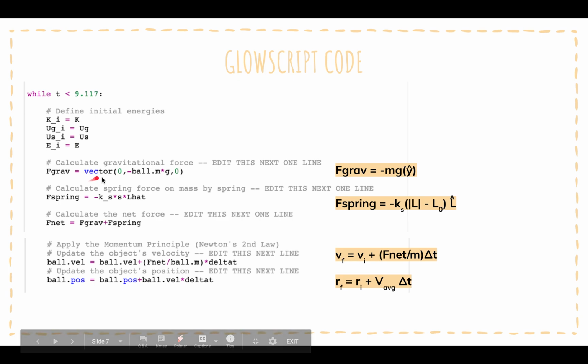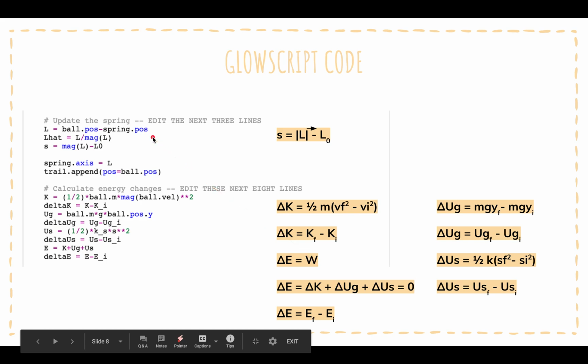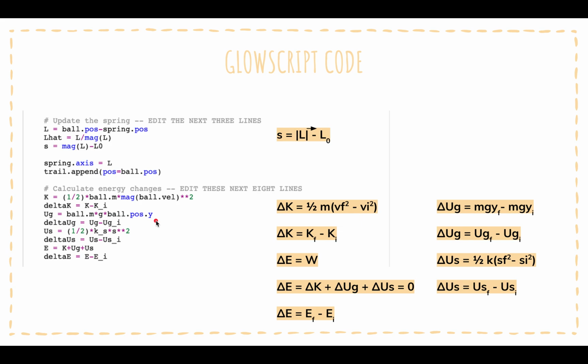The gravitational force is given by the following vector, where the y component is equal to negative mg. The spring force formula is negative k times L minus L naught times L hat. The net force acting on the mass is equal to the sum of the gravitational force plus the spring force. We can then apply Newton's second law to update the object's velocity and position, which is given by the velocity update and position update formula shown here. Using the new position, we can then update the spring force conditions. Lastly, the change in the energies of the system are calculated by inputting the formula shown to the right. The change in the following types of energies is simply found by subtracting the initial from the final values.